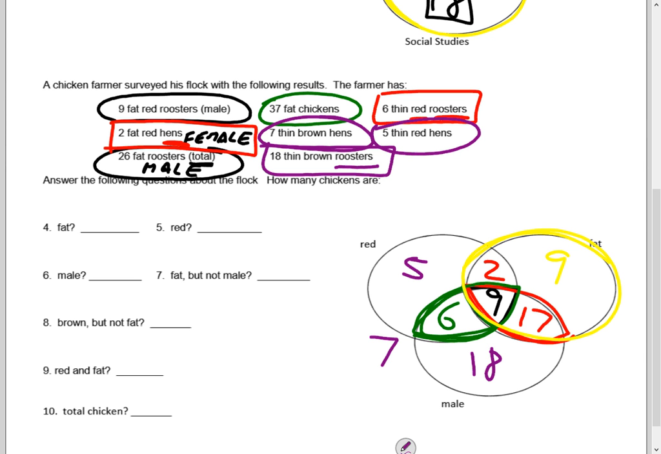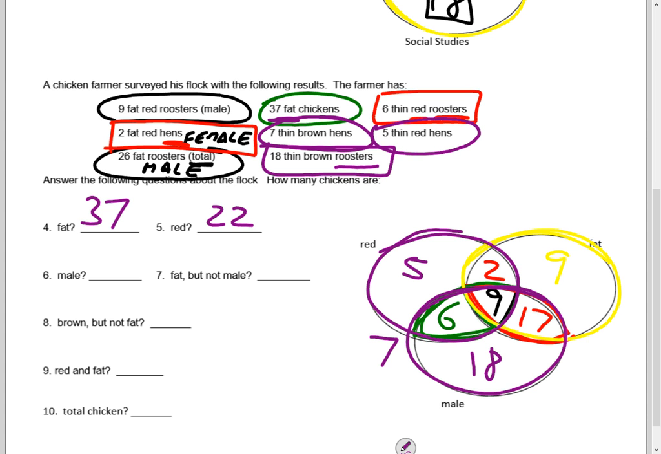Then we just start adding up. This does not say only fat. It just says fat. If it said only fat, then we would have said 9. They told us the answer right up here for that 37. It doesn't say only red, which would be 5. It says red. So I'm looking at the entire set, which adds up to 22. Doesn't say only male. Only male would be 18. We want all of the males. What is that total? 50.